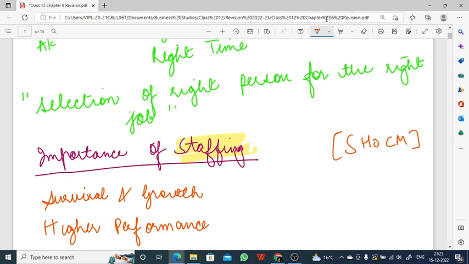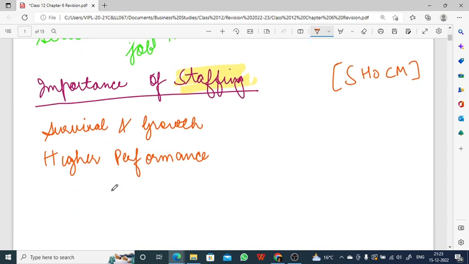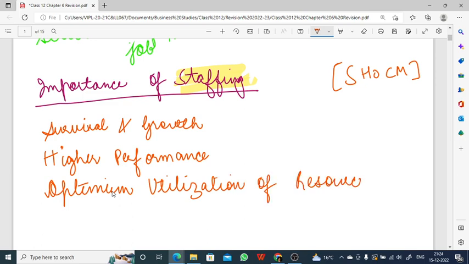Now the next importance is optimum utilization of resources. You will be able to utilize the resources in the most judicious manner. When you have the right number of people that you require in the organization, it is not overmanning and not undermanning. Manning means the people who are doing the work. When it is not overmanning, there is no unnecessary cost being drained. If it is not undermanning, the work will not be disturbed. So you will be able to utilize the resources optimally and judiciously.